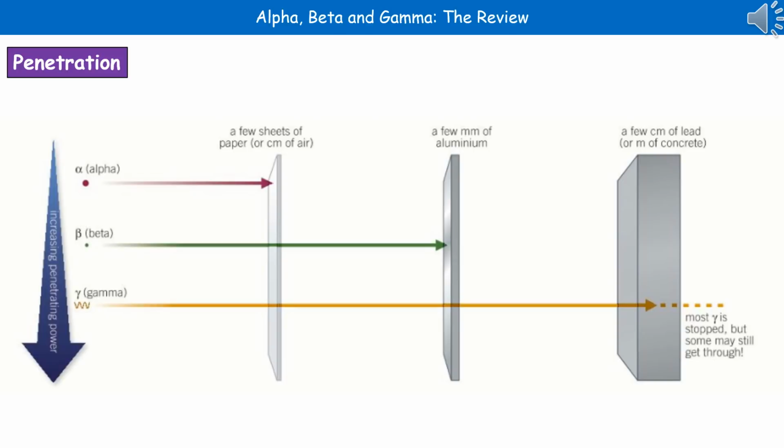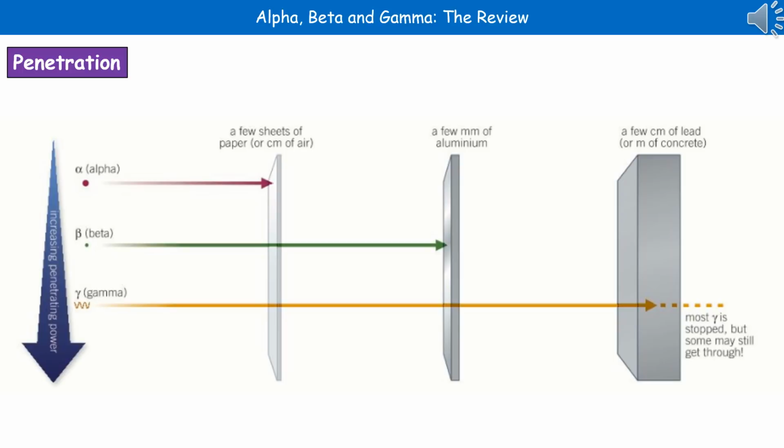Hopefully this diagram is very familiar to you, because what this shows us is the penetrating ability of the alpha, beta and gamma radiation. Now you do need to know what can stop it, because they could ask you a question to identify certain types of radiation based on the penetrating ability.